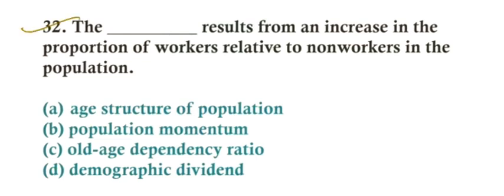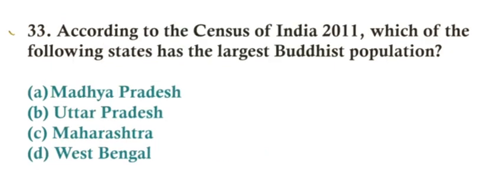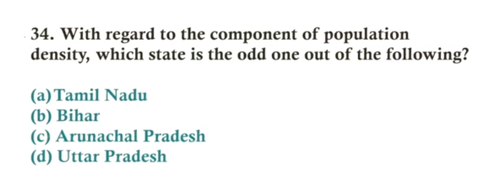Question number 32. The dash results from an increase in the population of workers relative to non-workers in the population. Option number D, demographic dividend. Question number 33. According to the Census of India 2011, which of the following states has the largest Buddhist population? Option number C, Maharashtra. Question number 34. With regard to the component of population density, which state is the odd one out of the following?